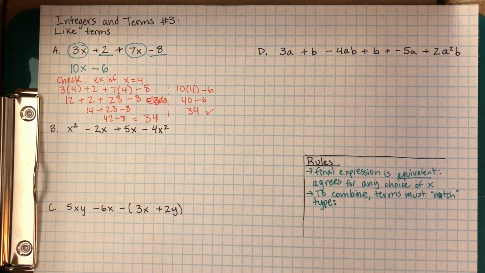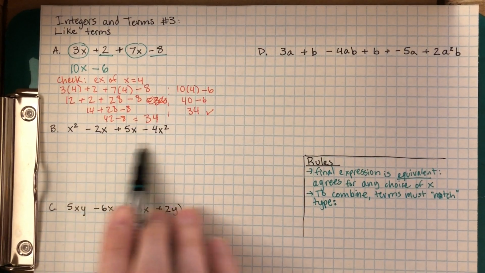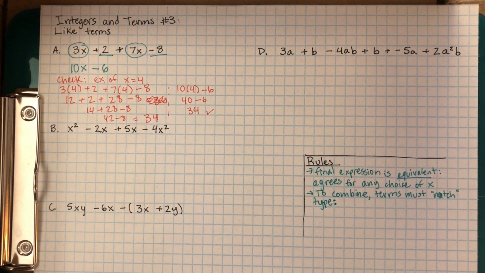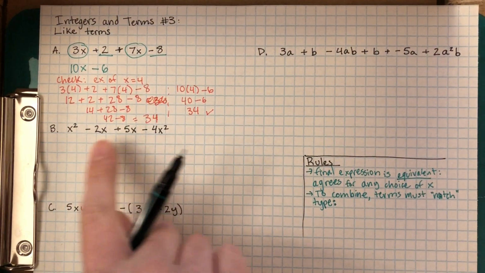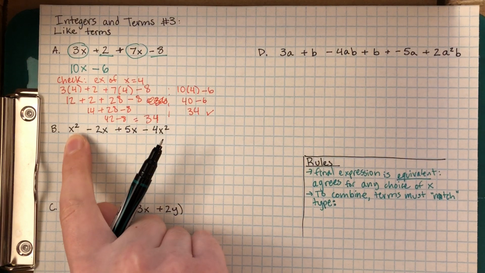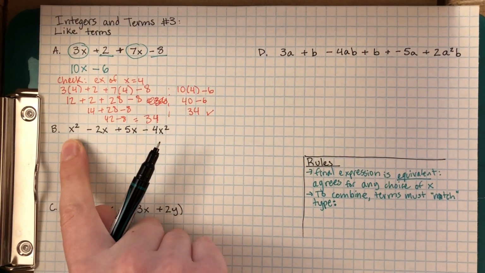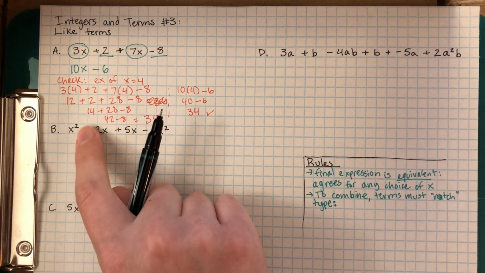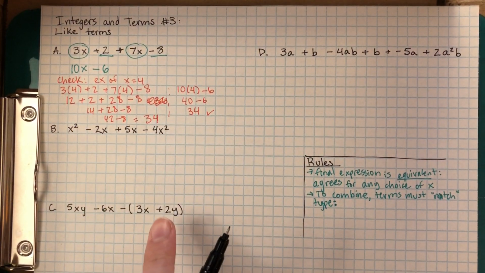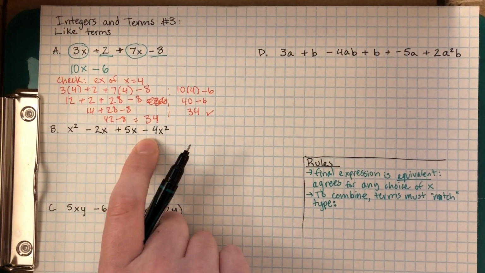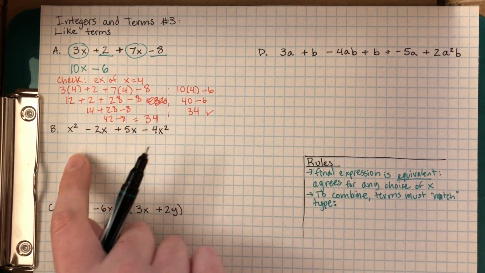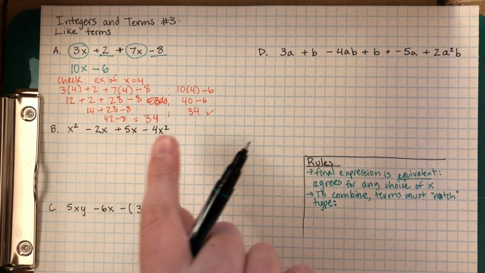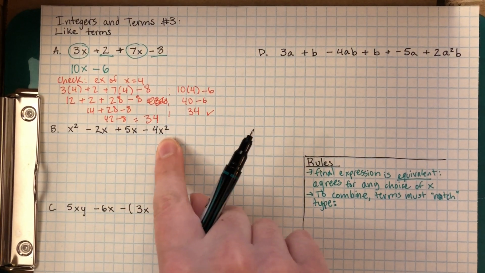Because as we'll see in this next example, all of these terms have x's, but they are not all like terms. And that's because of this little number here, the exponent. So this is x squared, meaning x times x. So this x has an exponent of 2. And these two terms in the middle here have an x with no exponent written. And this last term also has an exponent of 2.